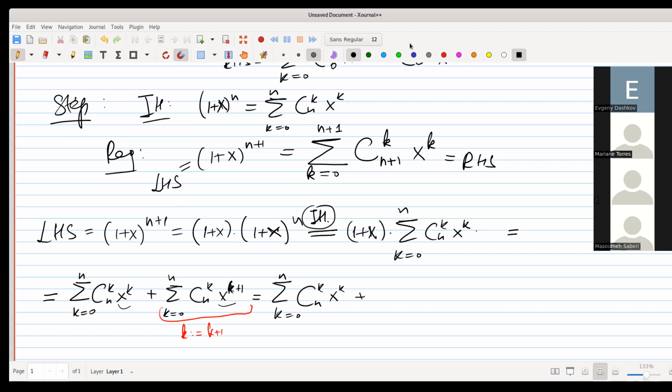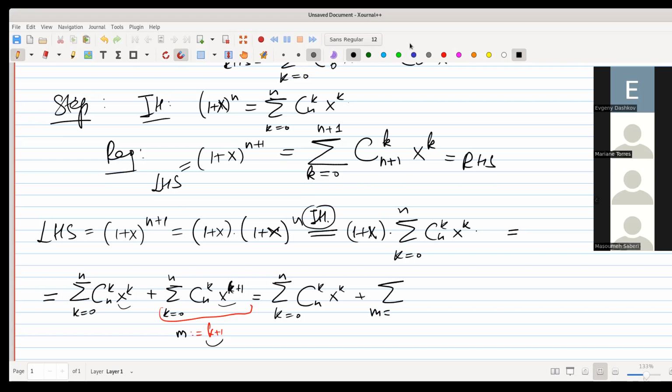So if k ranges from 0 to n, then k plus 1 ranges where from where to? If k runs from 0 to n, then k plus 1 runs from... Is this idea of renaming generally clear? You can rename it to say m, and if it is not clear, you can rename it back to k. So if k ranges from 0 to n, then m, which is k plus 1, runs where from where to?